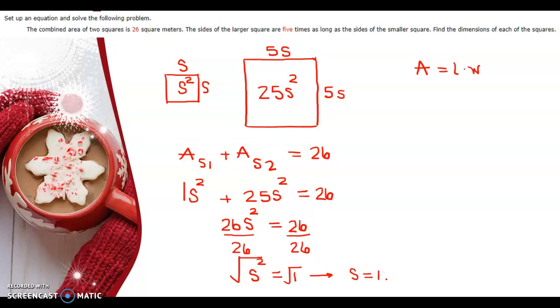of our square. So now we know that the length of the side of our smaller square is 1, which means the length of our larger square has to be 5 times 1, or 5.